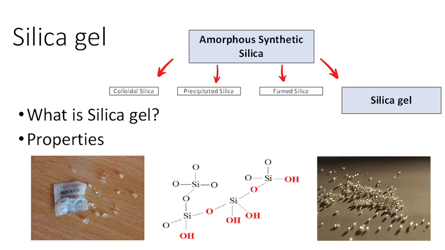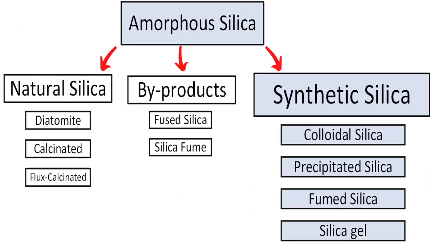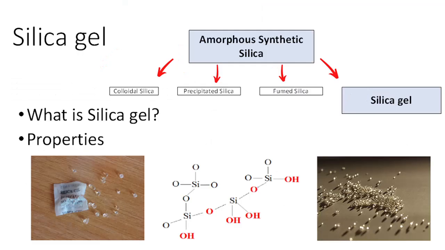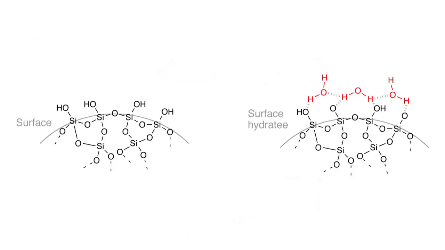Now let's focus on the third category of amorphous silicas, synthetic amorphous silicas. This subcategory includes various types, one of which is silica gel. Silica gel is an amorphous, porous form of silicon dioxide, SiO2, composed of a three-dimensional, irregular framework of alternating silicon and oxygen atoms. Within this framework, nanometer-scale voids and pores are formed, which can contain water or other liquids.